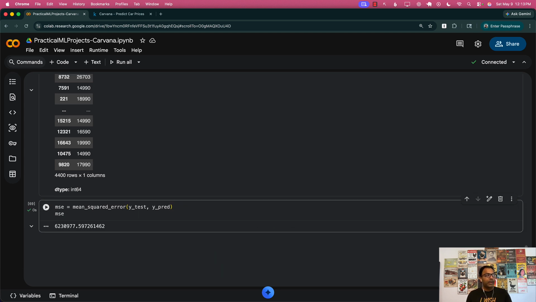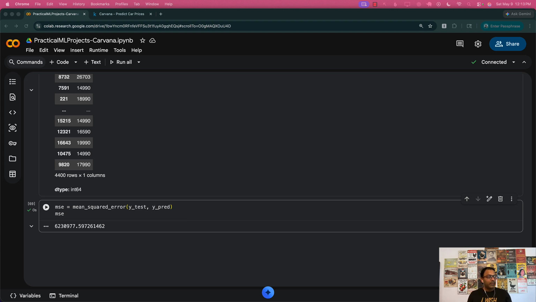Okay, so mean square error is coming out to be this part, right? A large, huge number. So it basically calculates the average prediction error, and it compares the actual prices, which is in y-test, with the predicted prices, which in this case is y prediction.